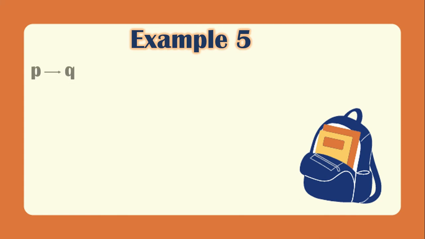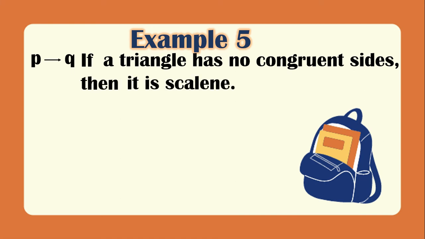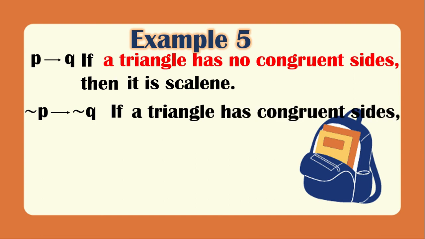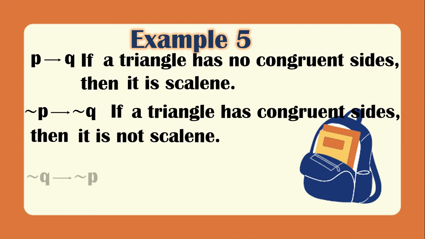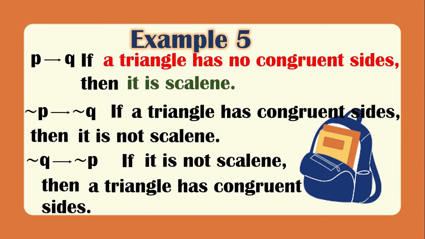For the contrapositive, if they do not intersect will become they intersect, then lines are parallel will become lines are not parallel. Example number 5. For the conditional, if a triangle has no congruent sides, then it is scalene. For the inverse, if a triangle has congruent sides, since it has already no in the statement, you will just remove it, then it is not scalene. For the contrapositive, if it is not scalene, then a triangle has congruent sides.